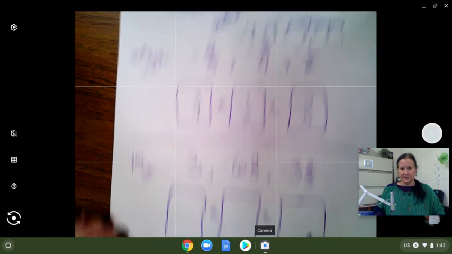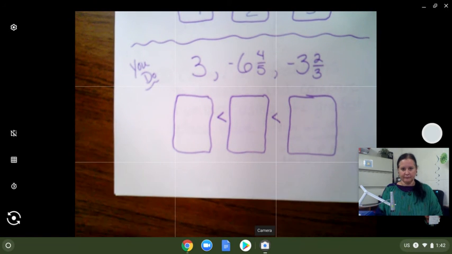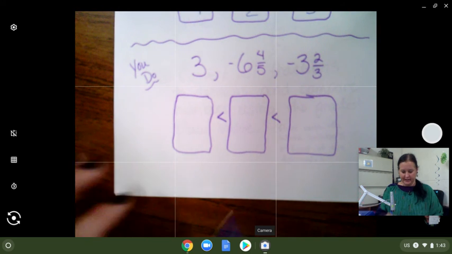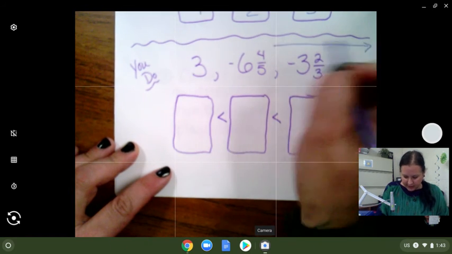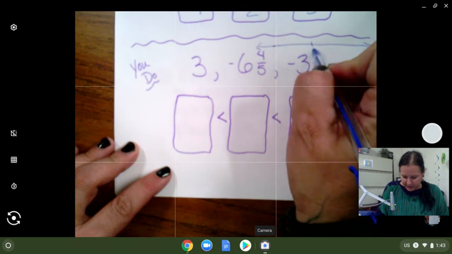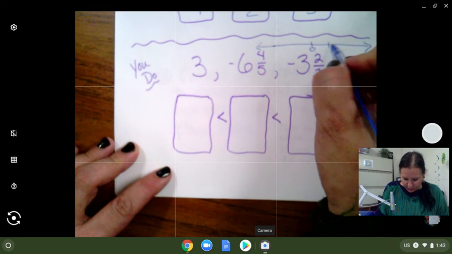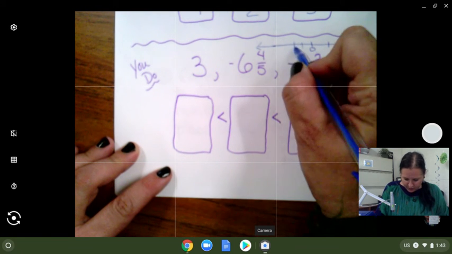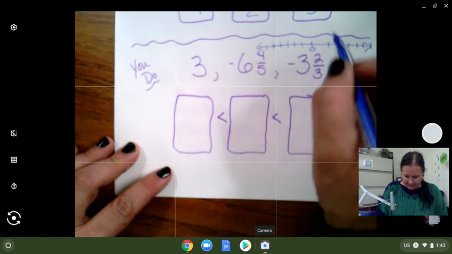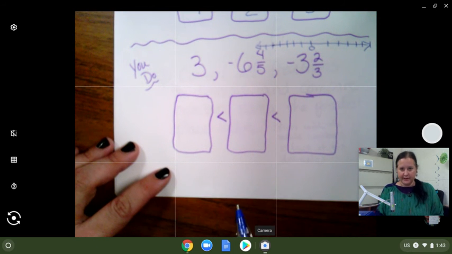All right, let's try another one. This one I'd like you to try because I feel like I gave you numbers that are pretty easy to think about where they belong on a number line. You're going to have a number line that goes just a little bit larger. You probably want to have your 0 in the middle and then go 1, 2, 3, 4, 5, 6, 7. That's a good way to start.